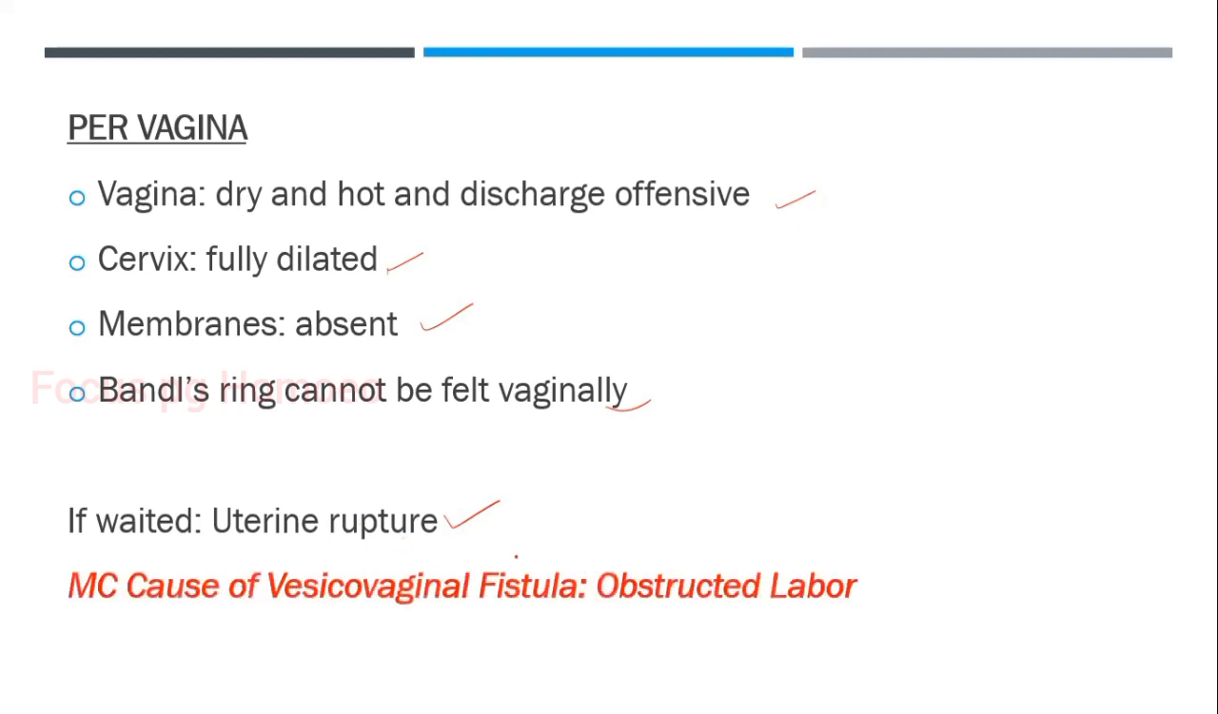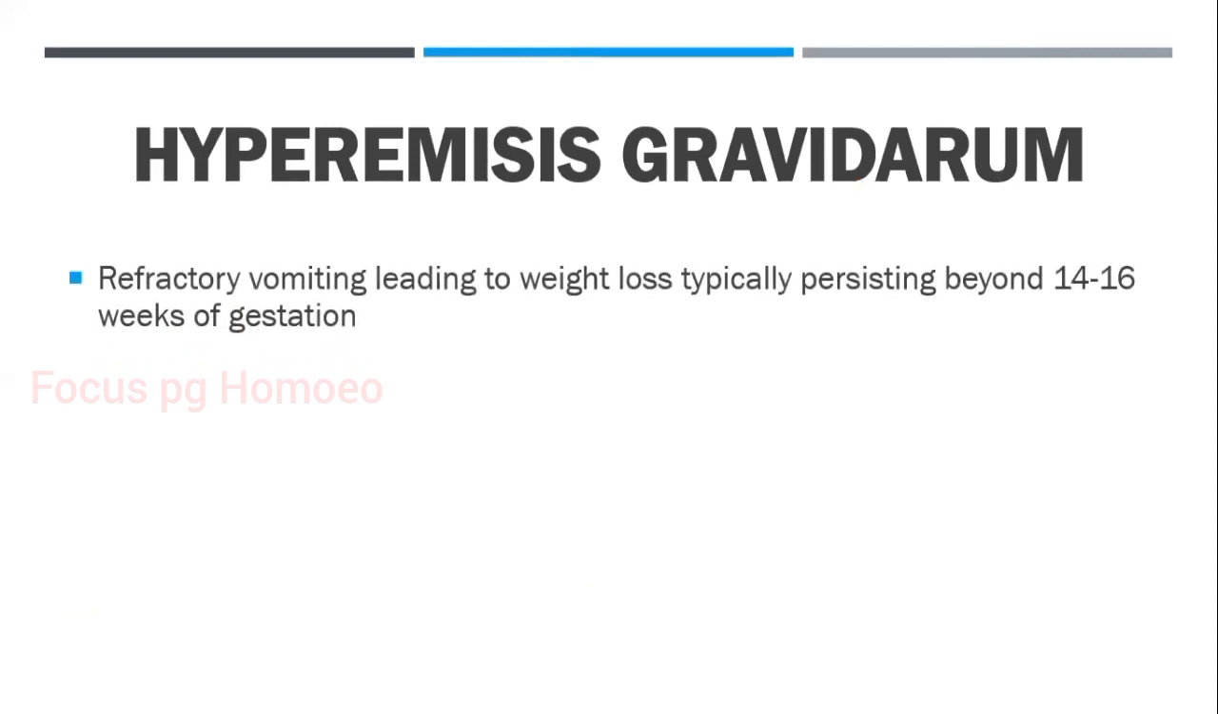The most common cause of vesico-vaginal fistula in a woman who has given birth and has gone through obstructed labor is obstructed labor itself. Next is hyperemesis gravidarum. Hyperemesis gravidarum is refractory vomiting.